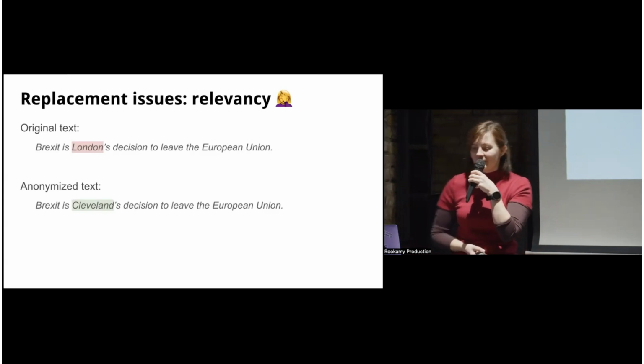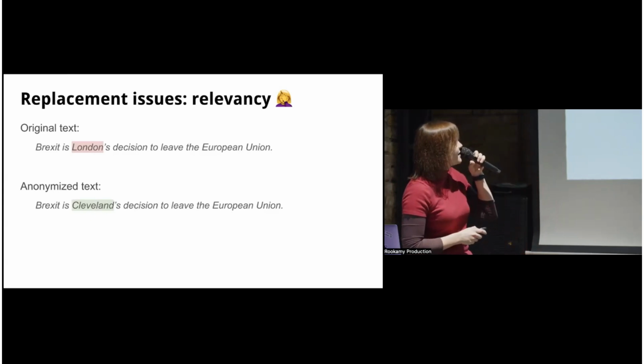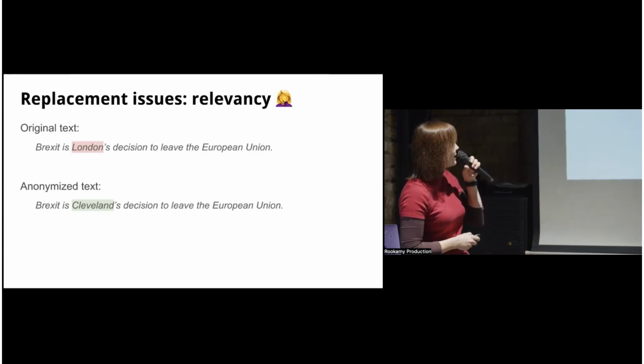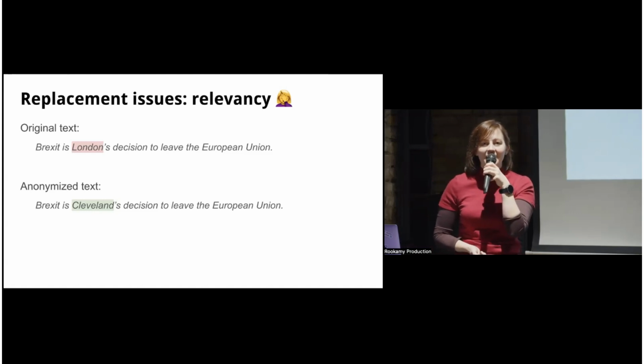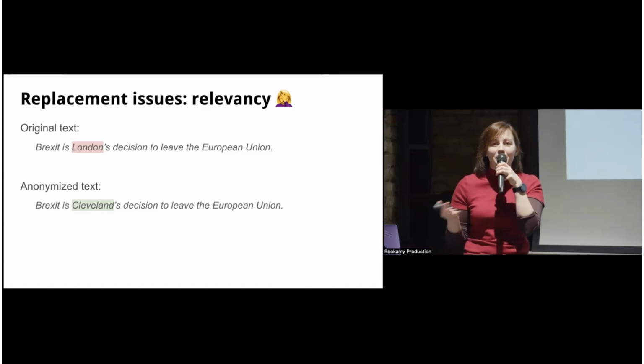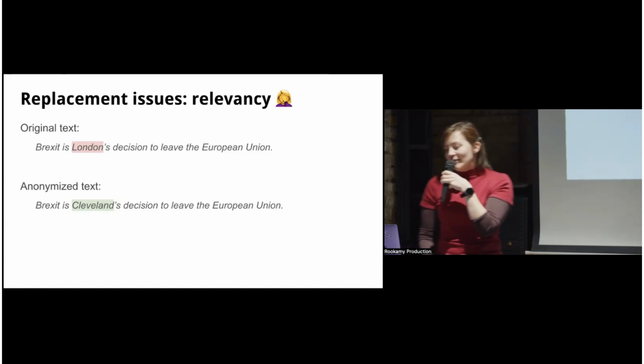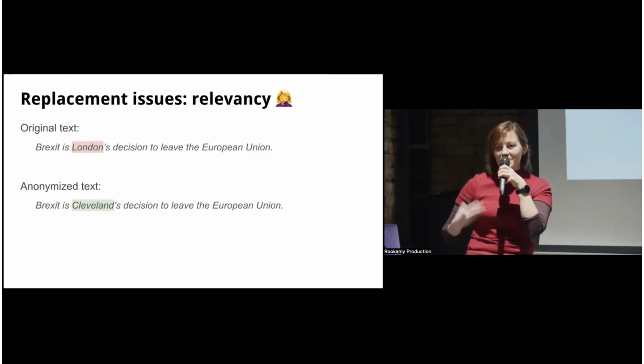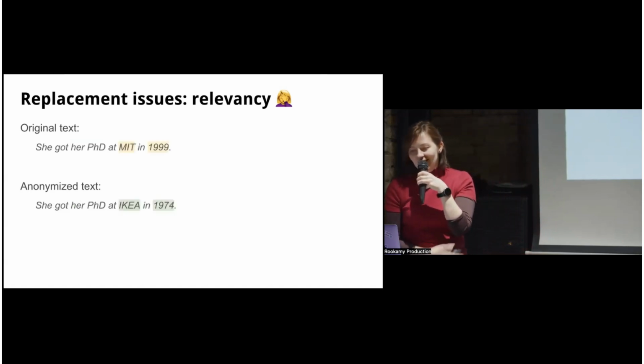Another example of relevancy. Brexit is London's decision to leave the European Union. And then your anonymizer says Brexit is Cleveland's decision to leave the European Union. And the whole Ohio state gets surprised, of course, by this decision. And when your models again train on this kind of data, they start producing more hallucinations.